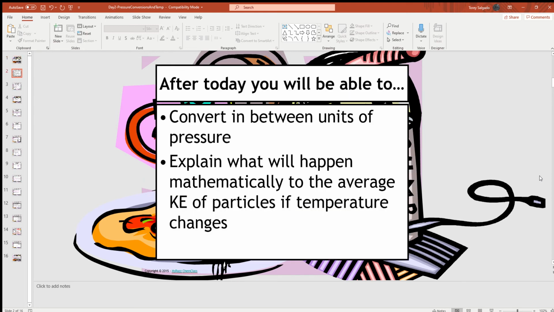So after today, you should be able to convert in between units of pressure. Remember, we have 3 different units of pressure. We're going to go over that again today. And you're going to be able to explain what will happen mathematically to the average kinetic energy of particles if temperature changes.